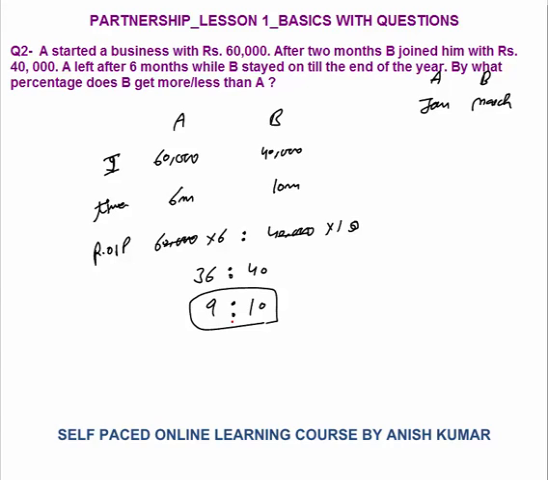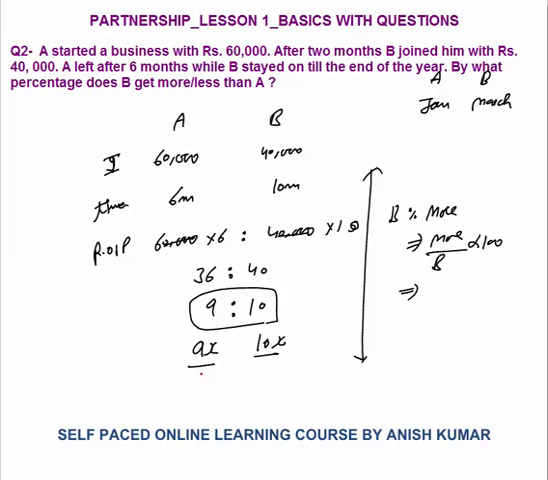Now by what percent does B get more than or less than A? Now I told you in the ratio basics that whenever the ratio is given, the numbers will be 9x and 10x. How to make the ratio into numbers? You can always multiply by a constant. Now the question asks who got what percentage more than the other person. Now B got some percentage more. So B percentage more would be how much? Percentage more is more upon base value into 100. Now B got 10x, A got 9x. How much more did B get?